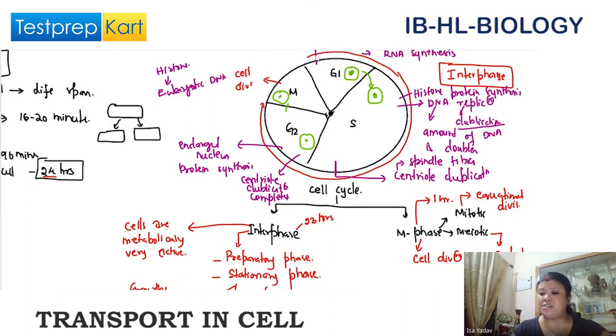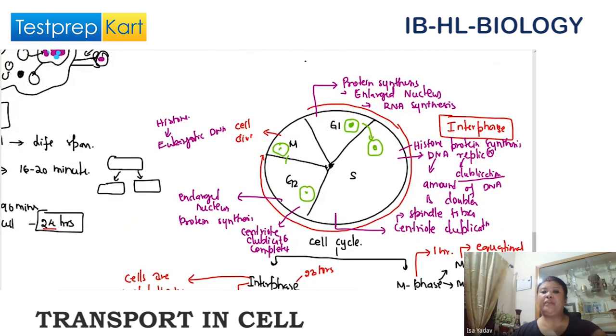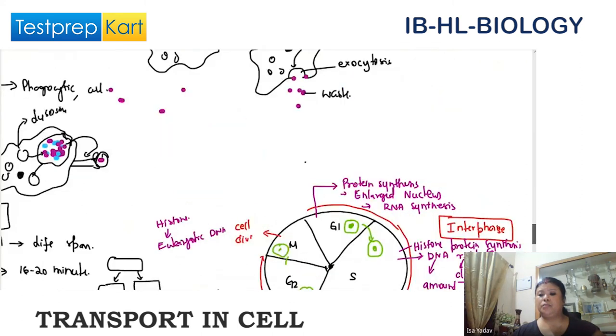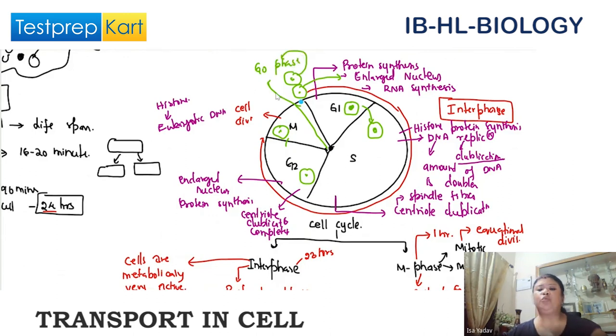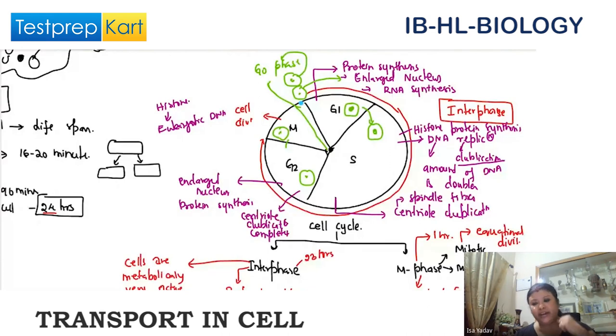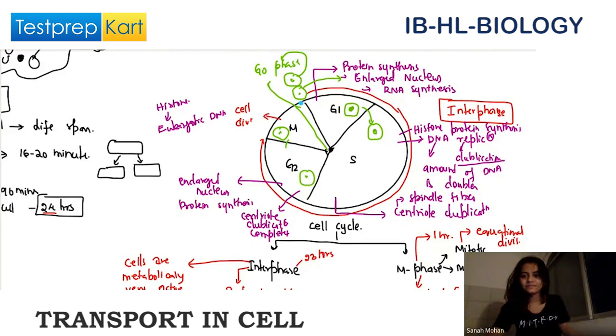At the end of M phase, we will get how many cells? We will get 2 cells. Out of these, one will continue division and the other one will enter into another phase, which is called the G naught phase. So one cell will enter into the G naught phase. It will wait there. If our body requires cells, then it will divide. Otherwise, it will not divide. Clear? Understood?